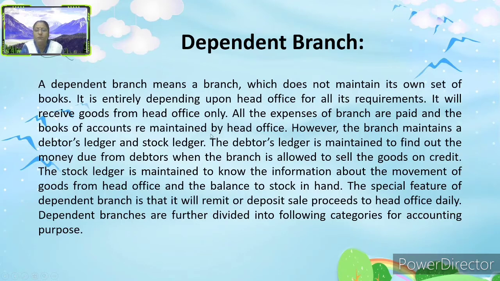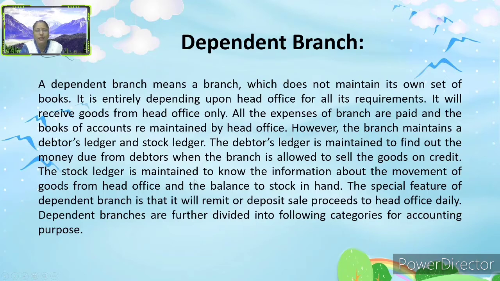The debtors ledger is maintained to find out the money due from debtors when the branch is allowed to sell the goods on credit. If the branch is allowed to sell the goods on credit, then the debtors ledger account will be maintained.